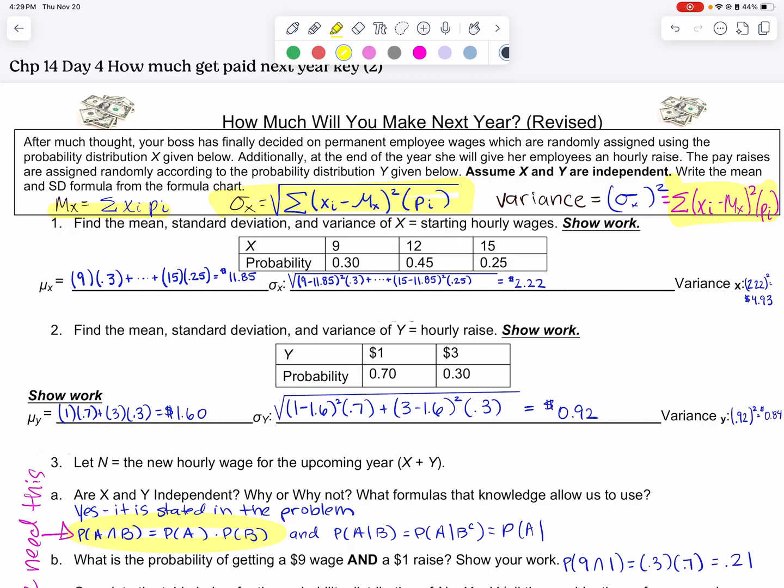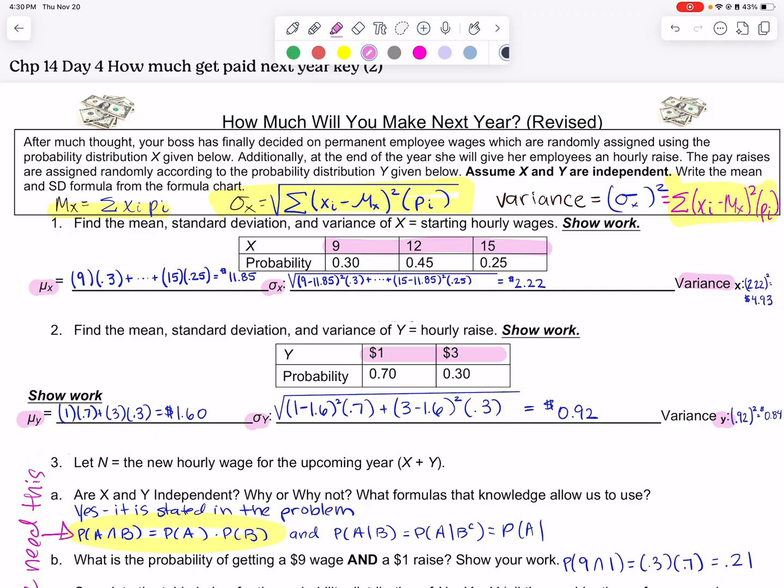All right, so we're going to start this, and basically what it says is you're working at a place, and you get paid either $9, $12, or $15 an hour. But the boss has decided to give you a raise, which is either $1 or $3 an hour. So first of all, the first step is to find the mean, standard deviation, and variance of your pay, and then the mean, standard deviation, and variance of your bonus.